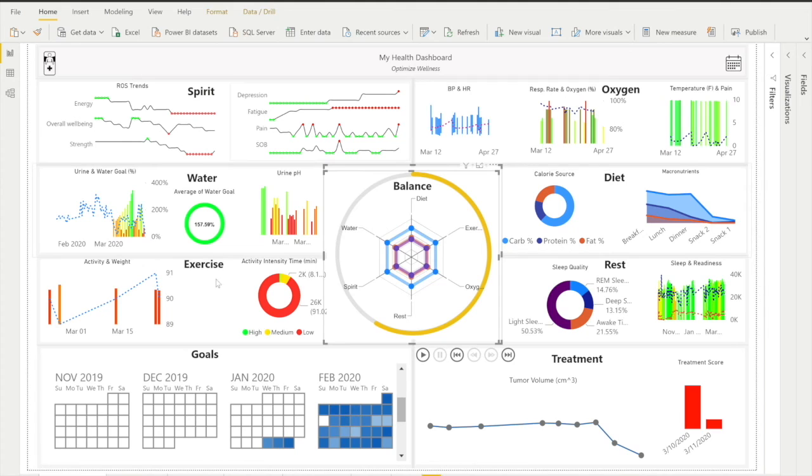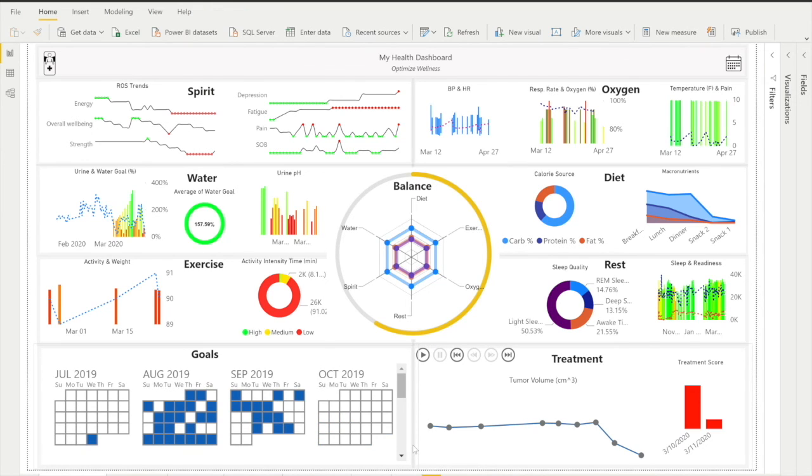So all these 6 different categories of health are depicted in rings on this graph. If you hover over it, you see the rest score is 76%, whereas the oxygen score is 47%. And so you can easily hone in on the weak areas for each patient and focus on those areas first.